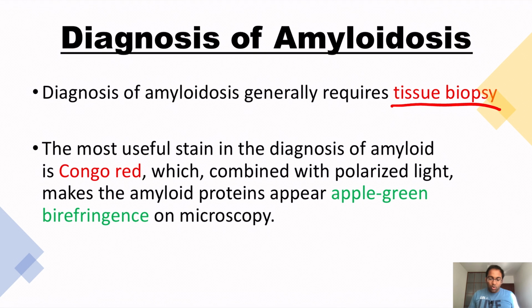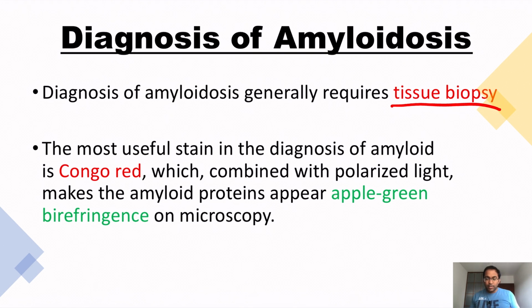Now when you stain with Congo red, if you just look normally, it will be red, right? Just like HE stain. So how do you differentiate? You have to use polarized light. So you take a slide, you have the tissue biopsy, you stain it with the Congo red stain, you put it in a polarized microscope, and then you see.